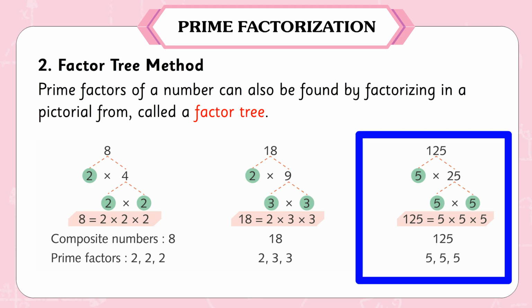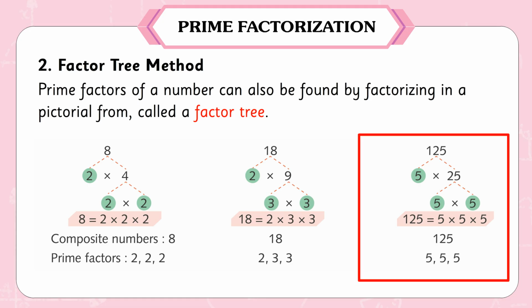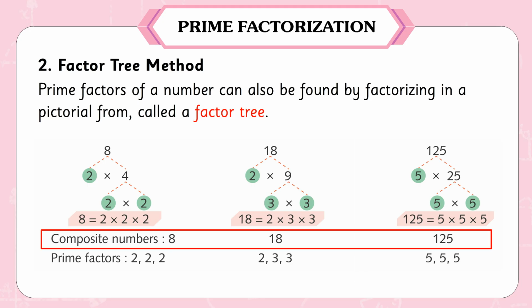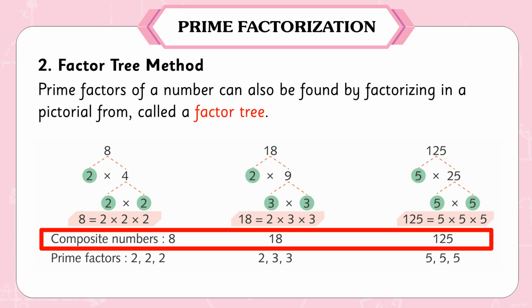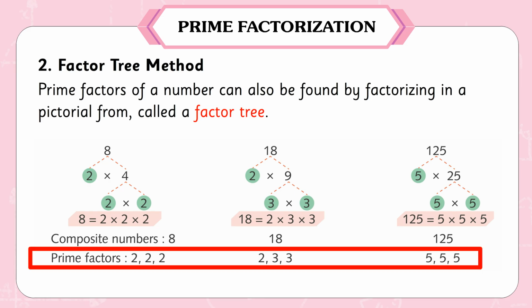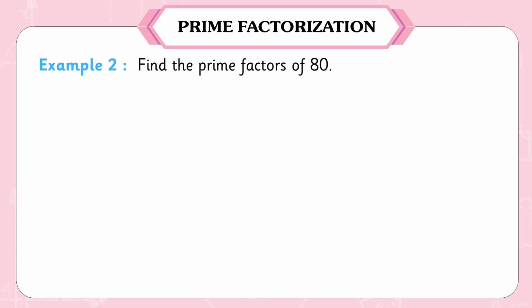125, 5 into 25, 5 into 5. 125 is equal to 5 into 5 into 5. Composite numbers 8, 18, 125. Prime factors 2, 2, 2, 2, 3, 3, 5, 5, 5.